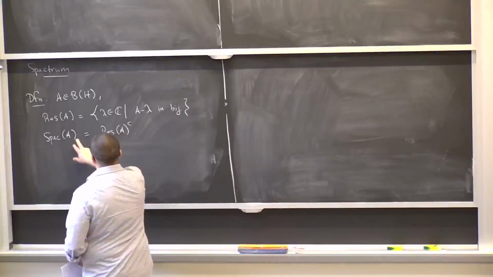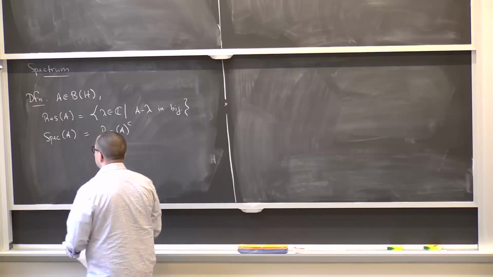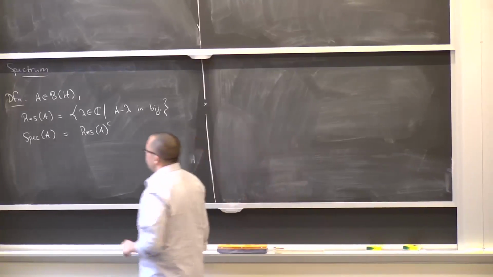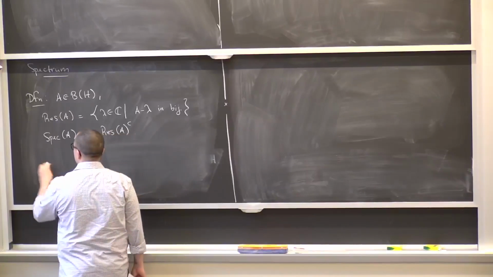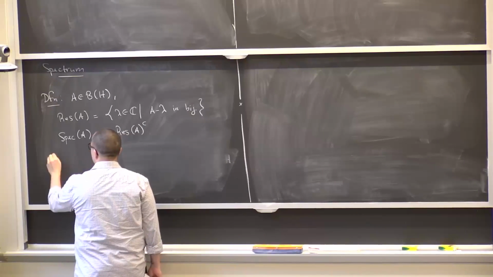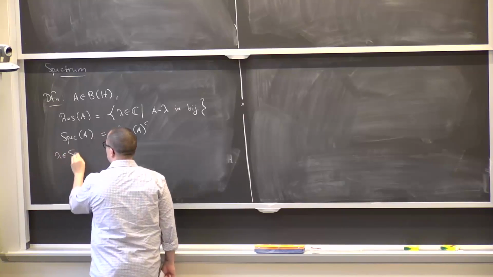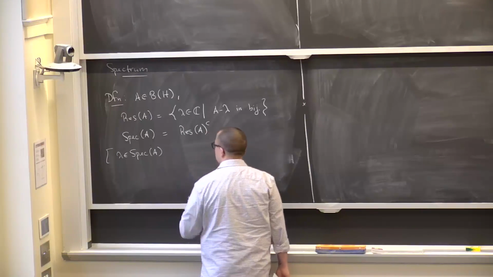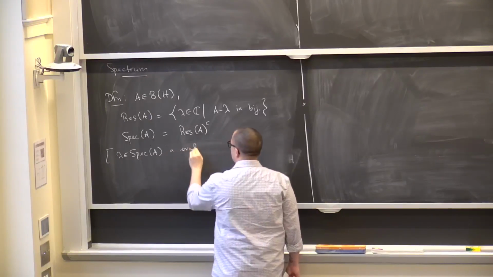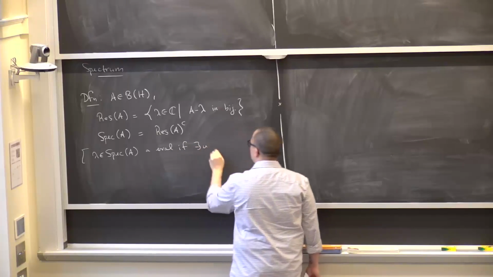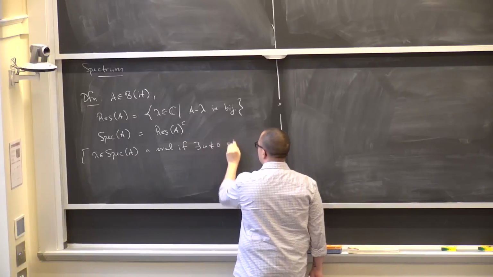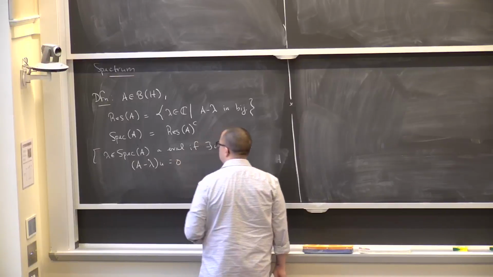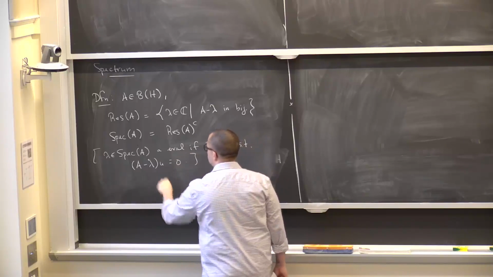And so the spectrum is supposed to be a generalization of, in finite dimensions, what were called the eigenvalues. So we called lambda an element of the spectrum an eigenvalue if there exists a u not equal to 0 such that A minus lambda applied to u is 0. In other words, A minus lambda is not injective.